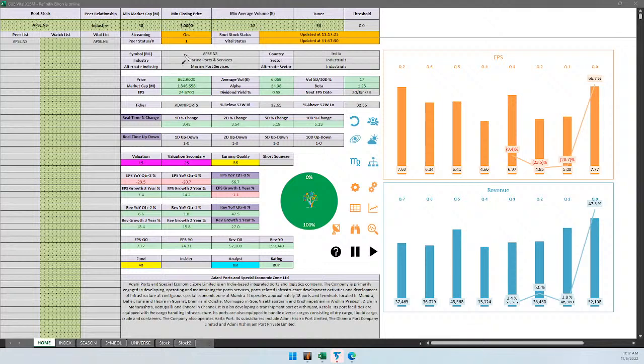APSE, yes, second richest person in the world, not second richest in the Indian market. This company is involved in the marine ports and services industry, and notice the earnings growth. It has a large and accelerating earnings growth in the latest quarter. Earnings was announced last week, if I am not wrong.